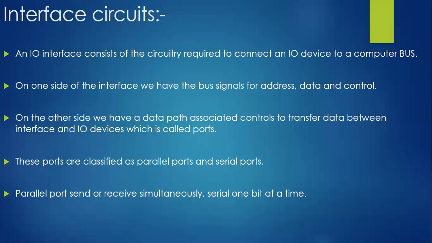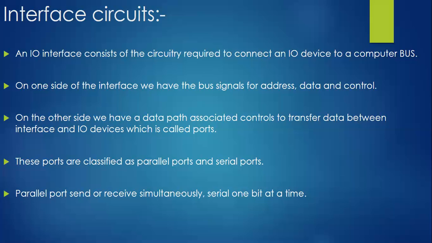Remember, a parallel port sends or receives simultaneously. The working procedure of a parallel port is that if it has seven different bit lines, seven bits can be transferred simultaneously. But in case of serial, we have only one line available, and if you have seven different bits, a total of seven different times we need to send the bits. So in comparison, parallel will have better performance, but the condition is that we need a number of lines available. Then only can we achieve the parallelism.